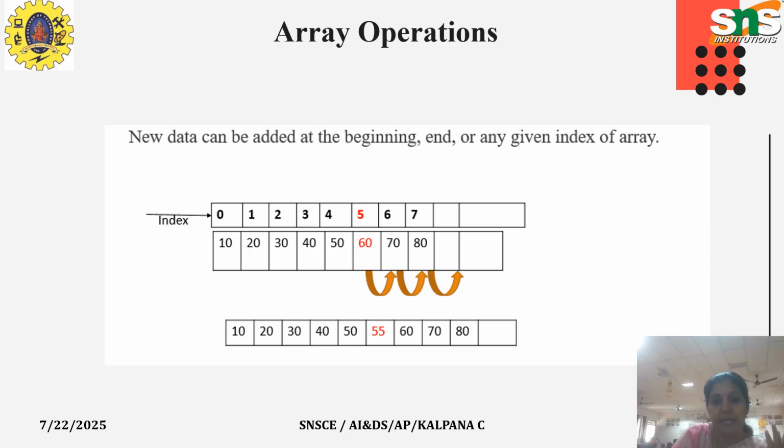Here is the same thing. At position 5, I am going to insert a new data 55. I have to shift this 80 to the next position here, and then 70 to the next position here, and 60 we are pushing to the next location 6. At location 5, an empty hole will be created, and then I am going to insert 55 here. This is how it happens. We have to right shift it.